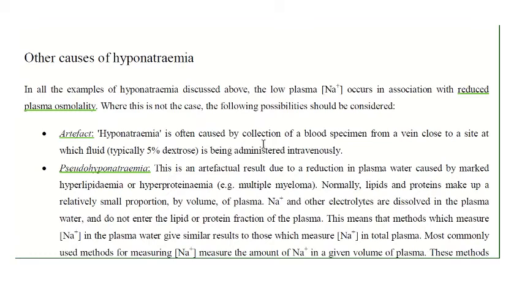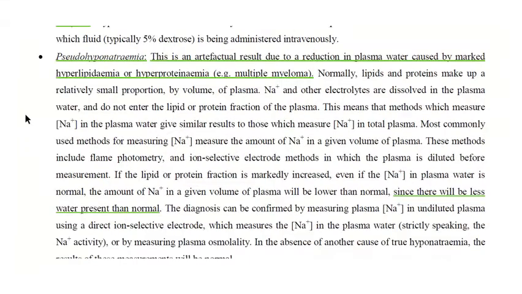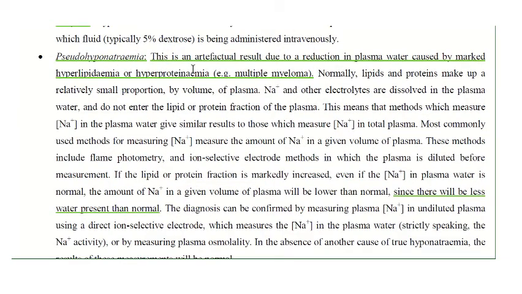Hyponatremia is often caused by collection of a blood specimen from a vein close to the site at which fluid, typically 5% dextrose, is being administered intravenously. هذه حالة. الحالة الأخرى تسمى بالpseudo hyponatremia. This is an artifactual result due to a reduction in plasma water caused by marked hyperlipidemia or hyperproteinemia. وإكزامبل مثلا في multiple myeloma.